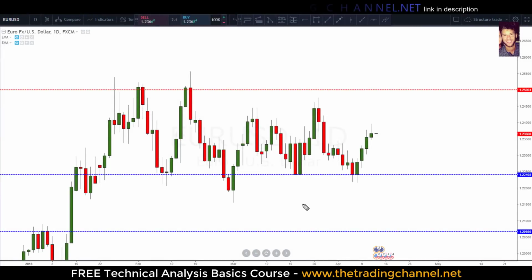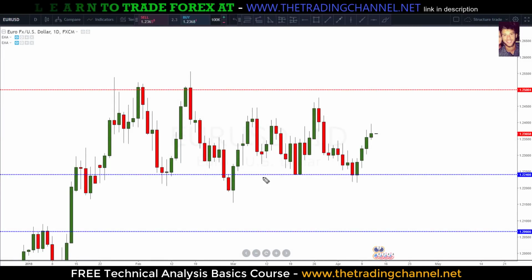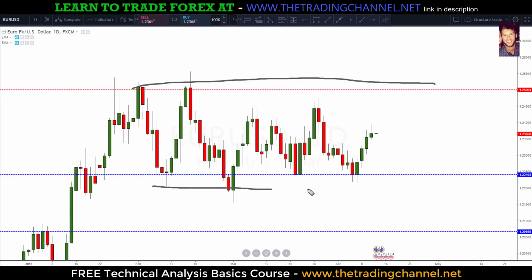All right, traders, so back here, we're going to start off on the euro dollar, and not much has changed for this pair. We are still in this period of consolidation we've been looking at over the past couple of months now, in between 1.25 and 1.22. So with that being the case, the only thing that we're looking for out here on this high time frame is trades that are going to be bouncing off of support or bouncing off of resistance.